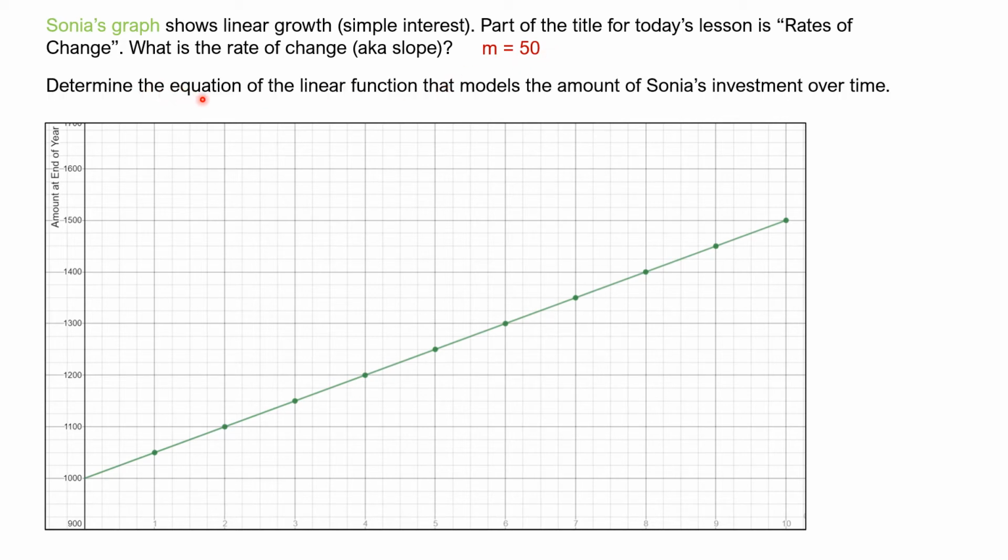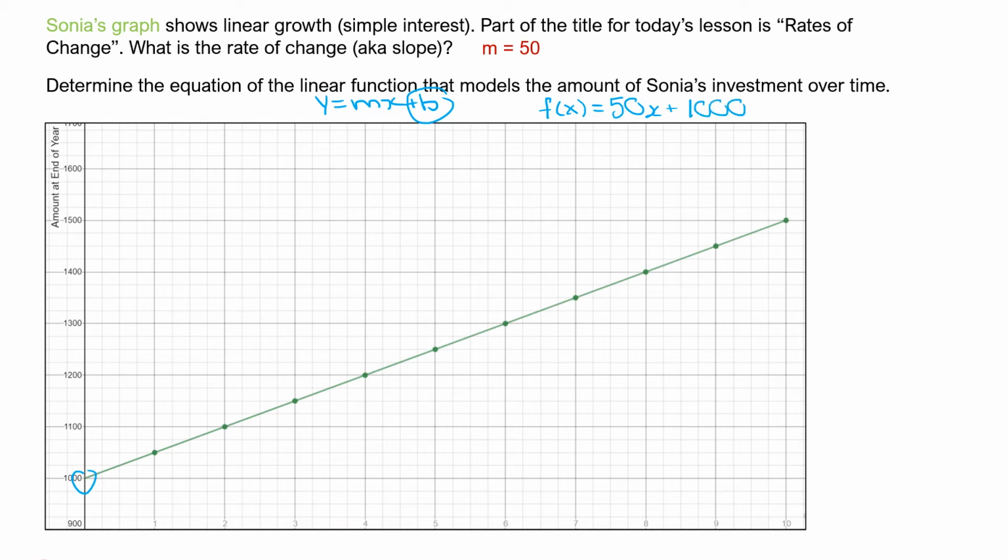We want to determine the equation of the linear function that models the amount of Sonia's investment over time. So we're going all the way back to grade 9 here to talk about this question. Linear means we're writing y equals mx plus b. That's how we write a linear equation, a linear function. So it is a function, so I'm going to change it from y to f of x. And m is my slope, that's a 50. x plus b. What's b? Remember that's your y-intercept. My y-intercept way down here is 1,000.